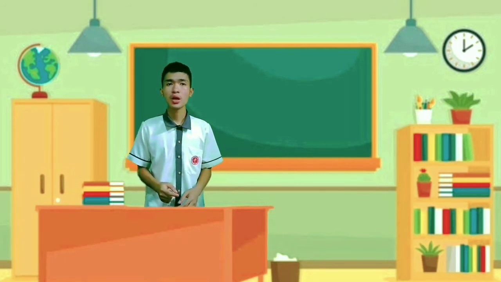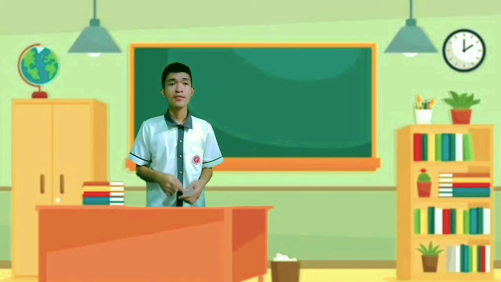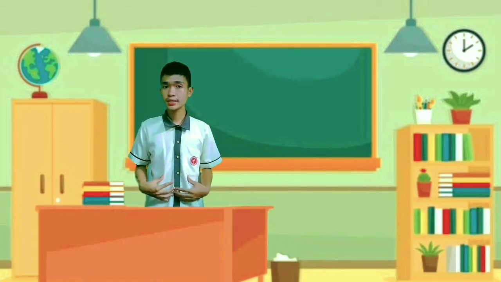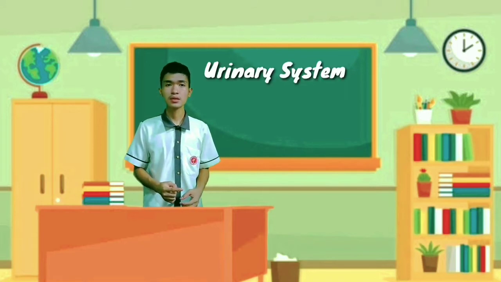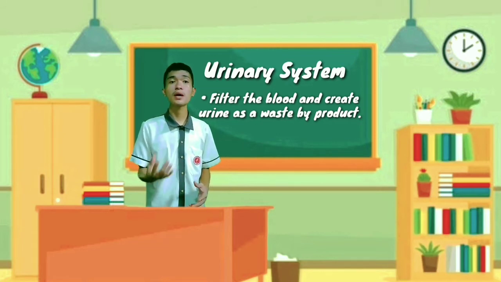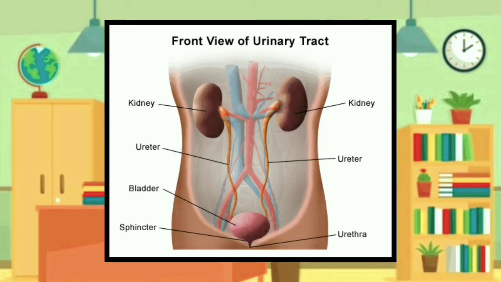Did you ever wonder why we need to release urine most of the time? Well, the one that is behind this is the urinary system. We have a urinary system inside our body. How does this work? The urinary system's function is to filter blood and create urine as a waste byproduct. The organs of the urinary system include the kidneys, ureters, bladder, and urethra.